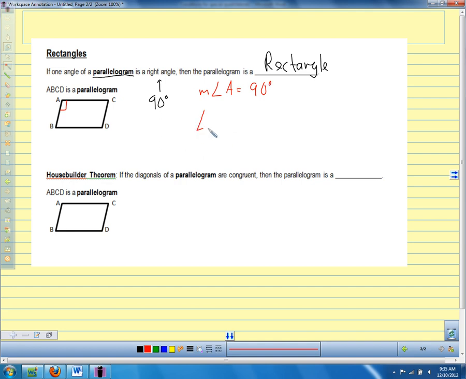I could say angle A is a right angle. I could say that segment AB is perpendicular to segment AC. This little upside down T means perpendicular, means they make a 90-degree angle. All of these things tell us that this angle measures 90 degrees. So these are all the same way of saying the same thing. So if we have a parallelogram, and one angle is a right angle, a 90-degree angle, that guarantees us that the parallelogram is a rectangle.